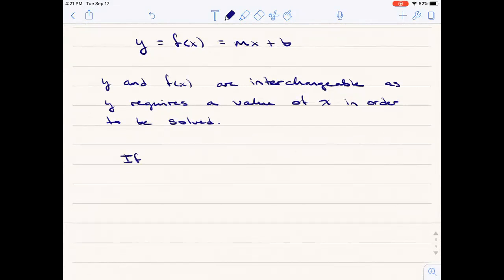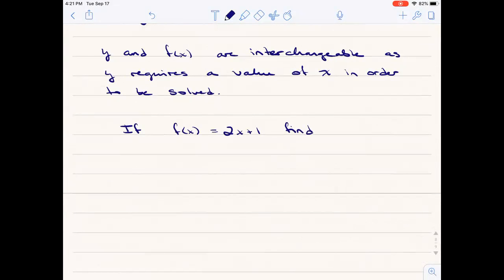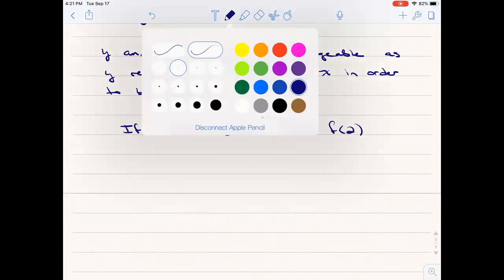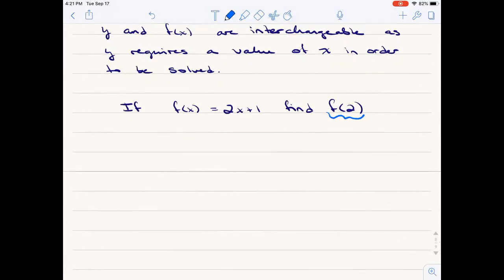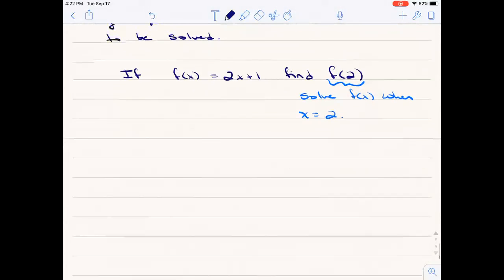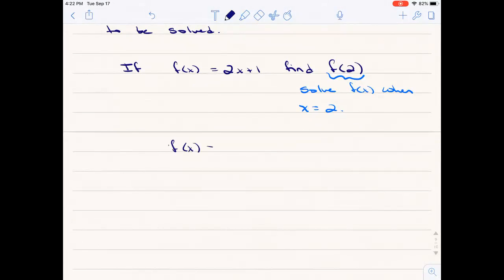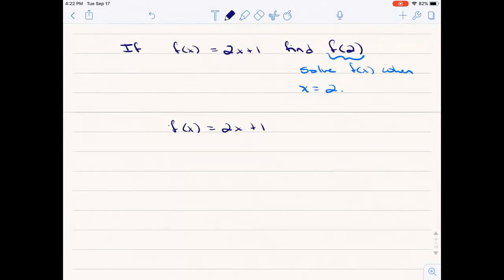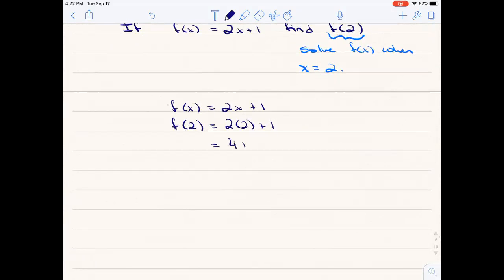So starting simple again, if f of x is 2x plus 1, find f of 2, right? What this is saying is solve f of x when x equals 2. And that's usually how we denote it. So we've got f of x is 2x plus 1. F of 2, just replacing all my x's with 2, I get 2 times 2 plus 1, which is 4 plus 1, which is 5.